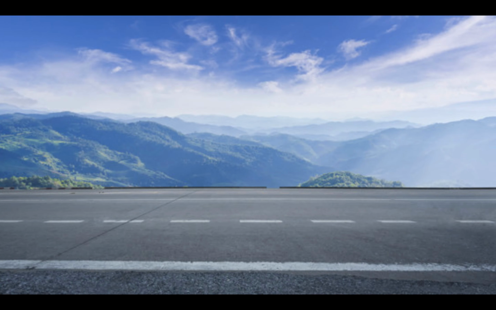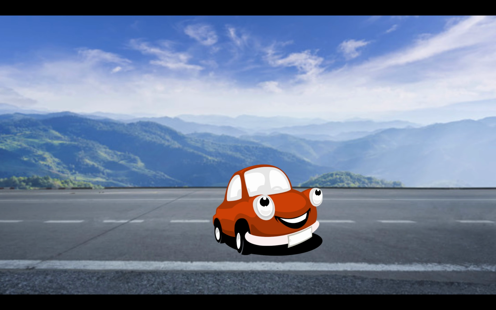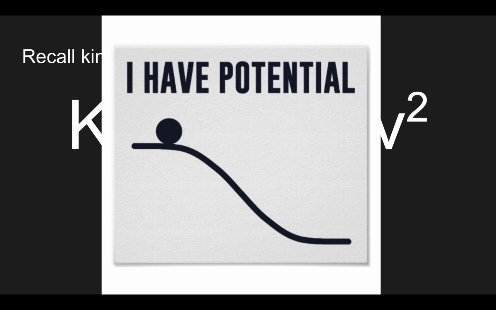So let's do it. We're going to start off with the figure. We have a road, and we've got our two cars, a yellow car and a red car. When they crash, they make an ugly orange car. And when I say orange, I mean this kind of orange.